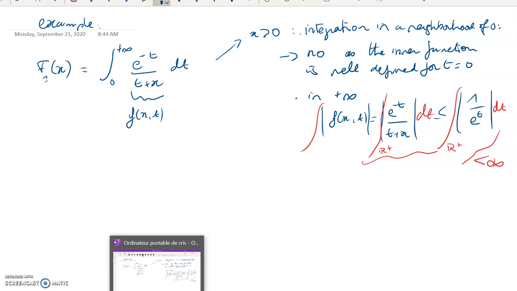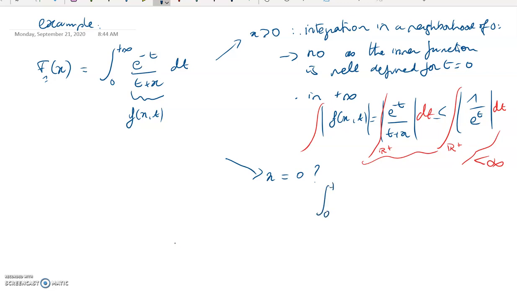Now, what's happening for x equal to 0? What is the function I have now to integrate? I've got the integral between 0 and plus infinity of 1 over t e of t dt. Okay, so in a neighborhood of plus infinity, no problem, for the same reason as above, it's just going to be bounded above by 1 over e of t, which is integrable.